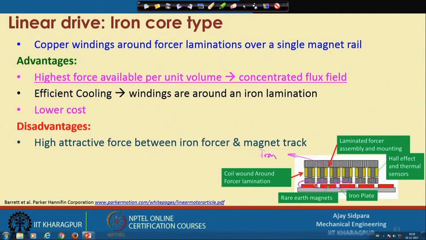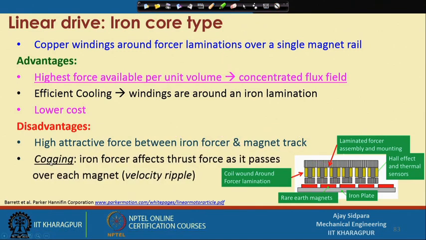So, there is a high attractive force between these two, because we know that wherever you put a magnet and there is some iron nearby, it will be attracted by the magnet. The same thing happens here also. The magnetic track will attract the iron forcer, and because of that one problem happens. That problem is called cogging.